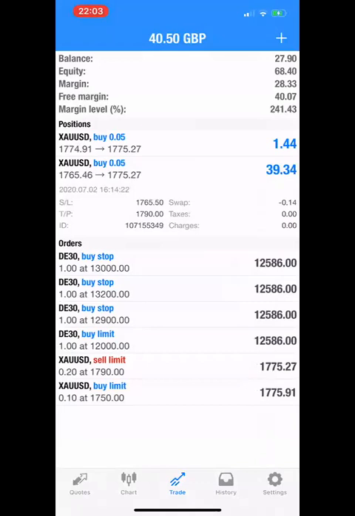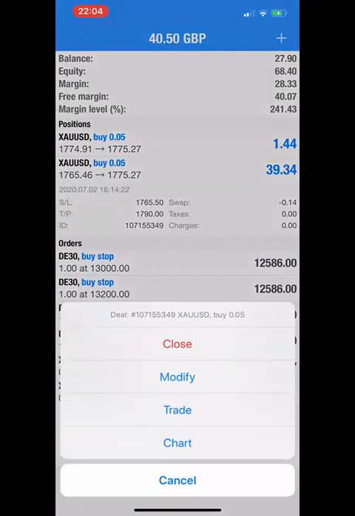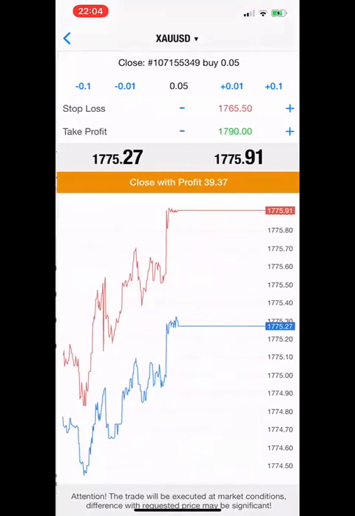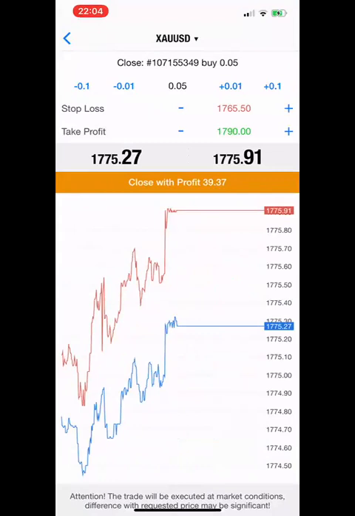So let's imagine this trade was at £3,000 profit, right? What you should do is take partial profit. How do I do that? I simply click on the trade. I click on close. Don't worry, I'll do the recording for you, definitely. I click on close. My trade, I entered it at 0.05. So it says close with profit 39.37.